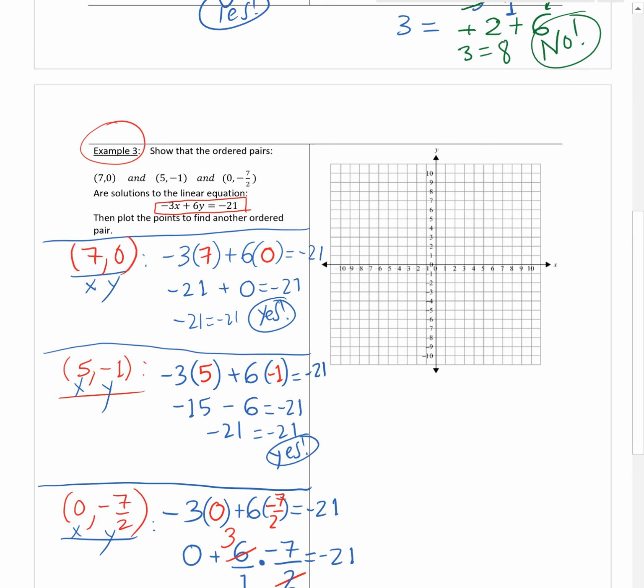Alright, but that wasn't the end. Now they want us to plot those points. So let me remind myself what those points were: (7, 0), (5, -1), and (0, -7/2).